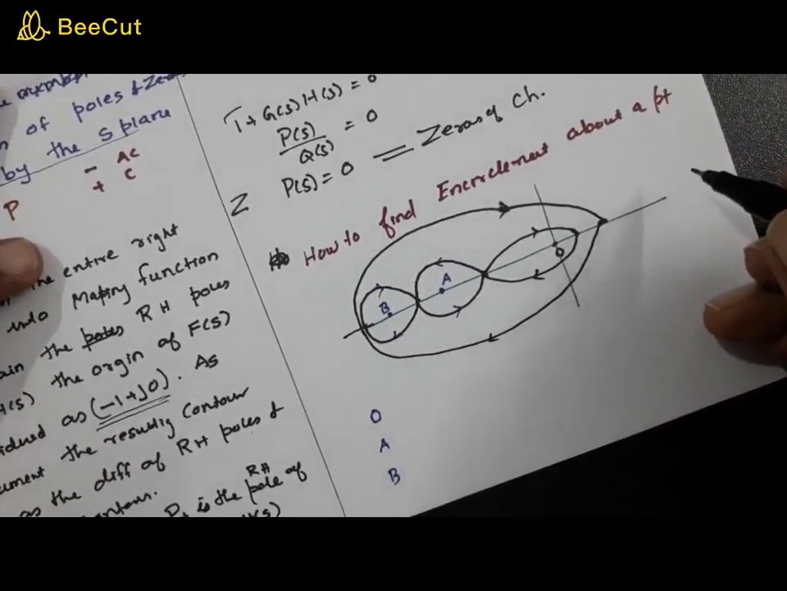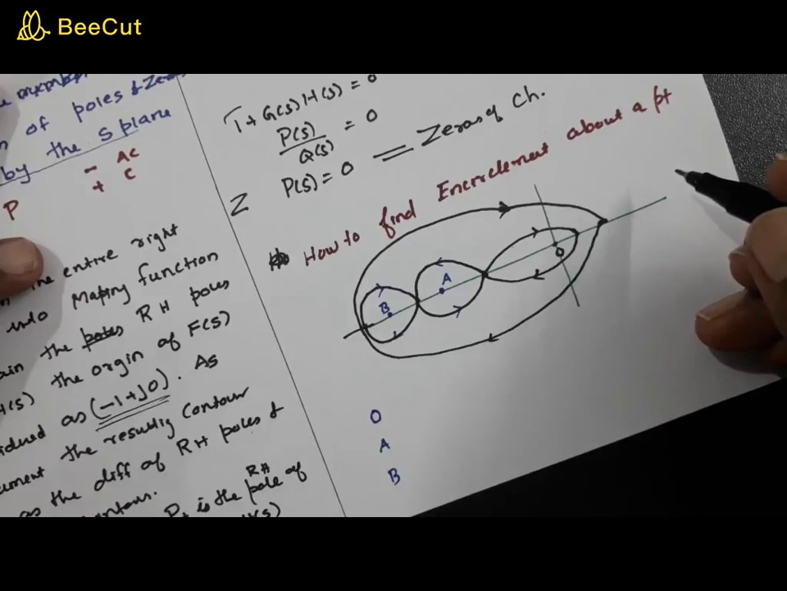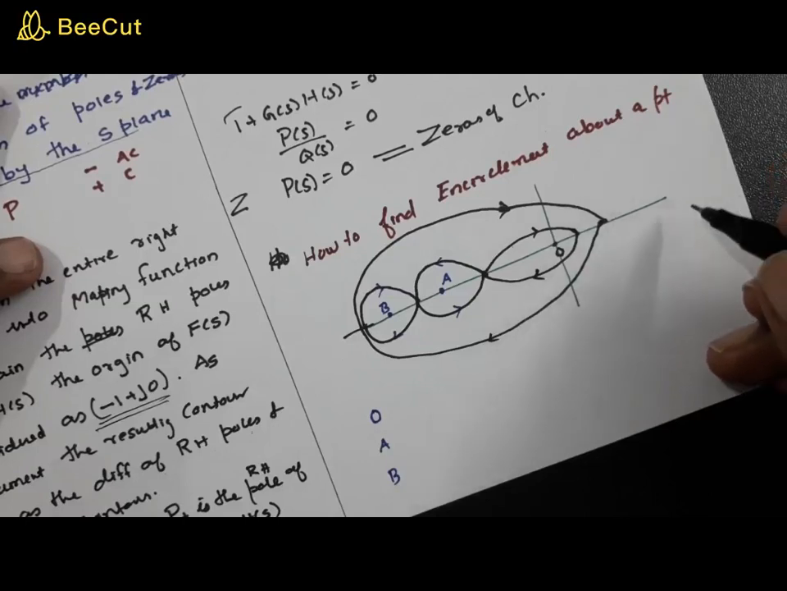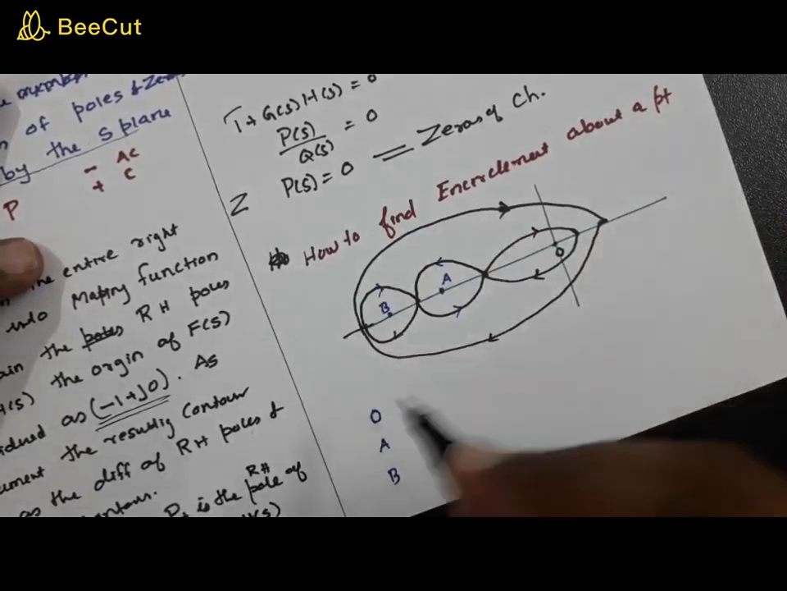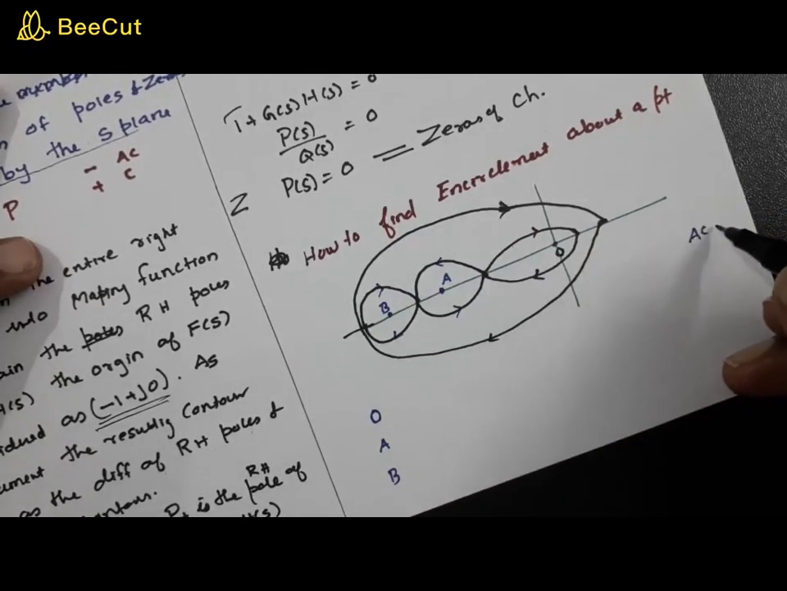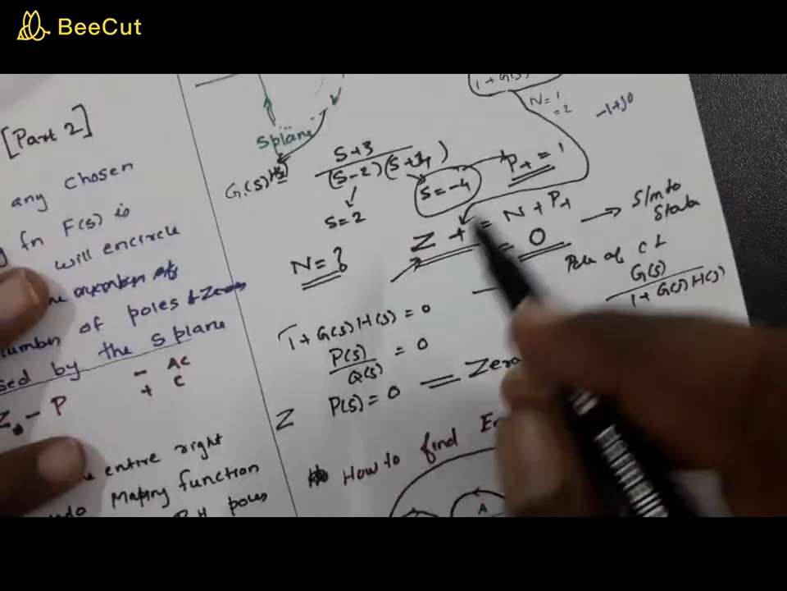So far, in our SFG and all those things, by convention, the anti-clockwise direction is taken as positive, while clockwise is taken as negative. Here the encirclement can be both anti-clockwise and clockwise. Here anti-clockwise is taken as positive, while clockwise is taken as negative, and that's how this formula is expressed.